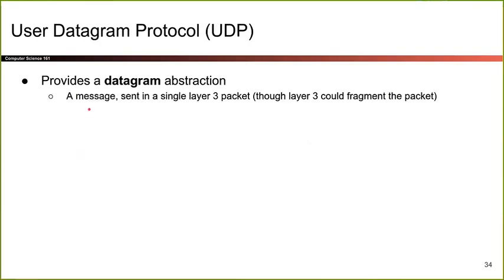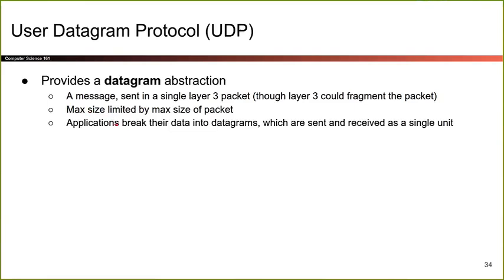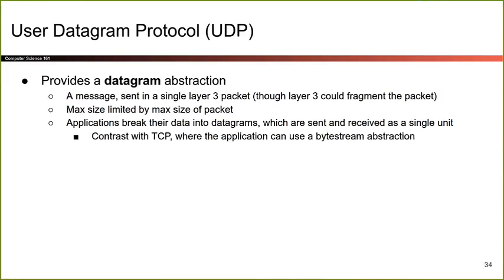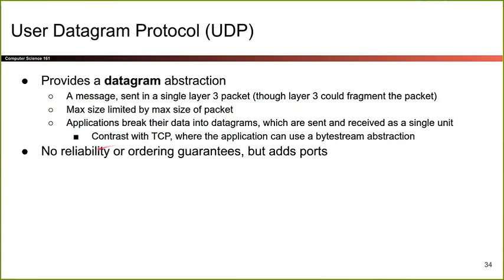So UDP is just a message sent in a single packet. It is limited in size, so it's just like an IP packet. And it's the application's job. It's not like TCP where you can just send a byte stream. The application has to manually break their data into small datagrams to be sent and received, and the other person has to manually reassemble them. You have to manually split messages and send them one at a time. There's no reliability, no ordering, no sequence numbers, no ACKs.